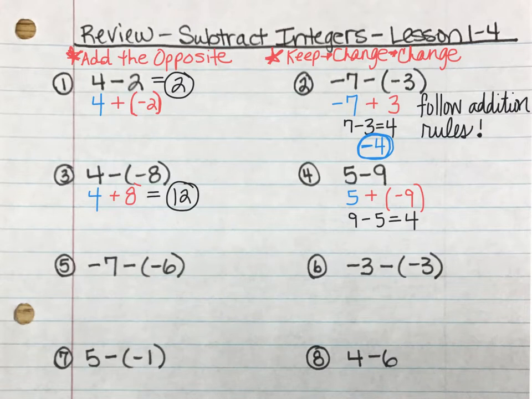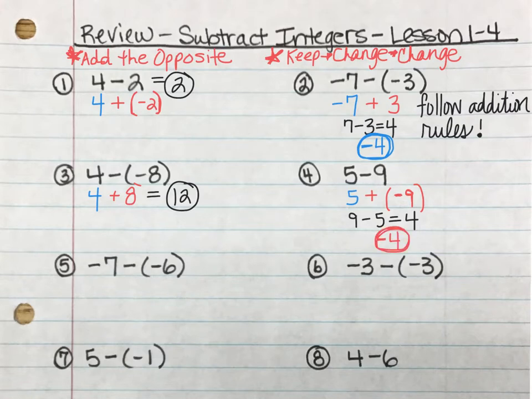And then I see that my answer, 4, has to take the same sign as the integer with a greater absolute value, which means there is more of the negative number, -9, than there is of the positive number, which was 5. So my answer is a -4.